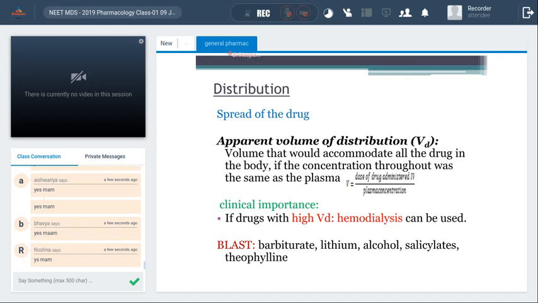First of all, why should I know this amount of the drug got distributed? Anyways, I will not know otherwise. So I've given an apparent value, right? But why should I know? Now, what is the clinical importance?